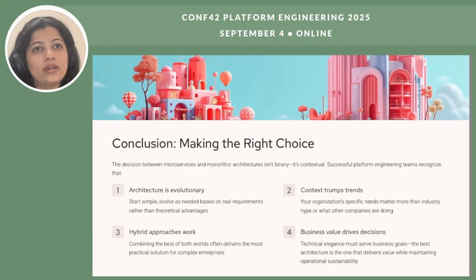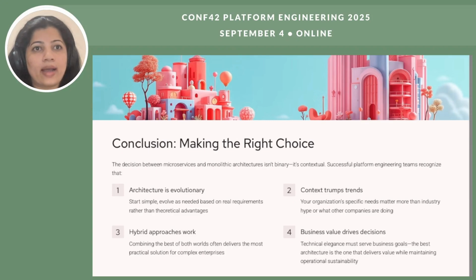To conclude, let me leave you with four takeaways. First, architecture is evolutionary. Start simple and then evolve as the system and organization demand it. Second, context matters more than trends. Don't just copy Netflix or Amazon or any other company that has made it big. Make decisions based on your own needs and your own reality.